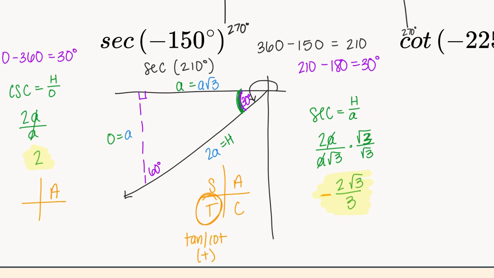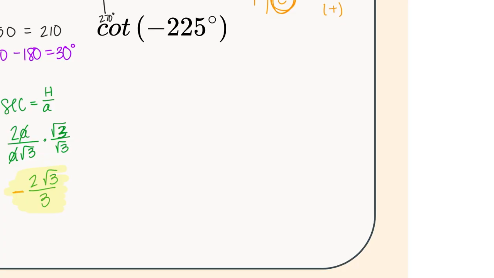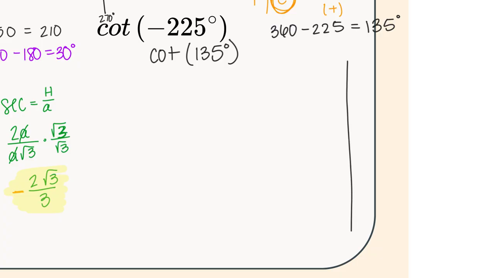All right, looking at the last one, I have cotangent of negative 225 degrees. Because it's negative, first thing I'm going to do is subtract it from 360. So 360 minus 225 is going to give me 135. So now I'm using cotan of 135 degrees. Where would 135 degrees fall? In the second quadrant. Here's a rough sketch of my second quadrant, and 135 is right here.